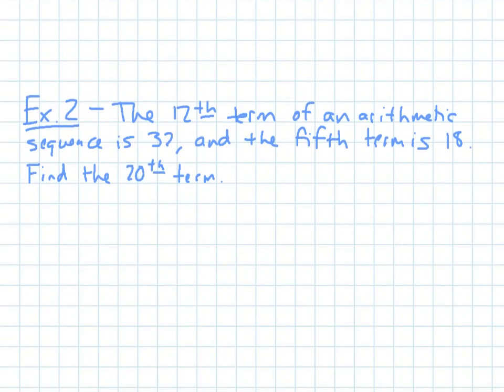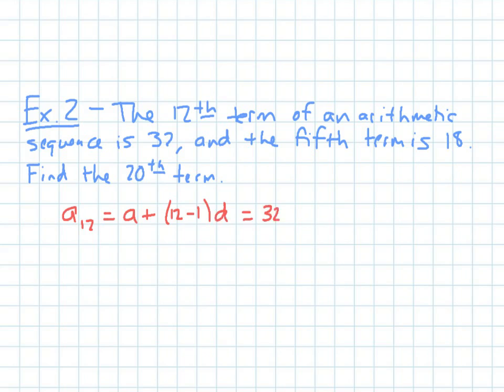Now here, you want to be able to find a different term. So if you're given that the 12th term of an arithmetic sequence is 32, and the 5th term is 18, we want to find the 20th. So this one we have to set up 2 equations and use a system of equations to solve. So for the 12th term, using my standard form, a plus n minus 1 times d, we do know n, so it's 12 minus 1 times d, and that's supposed to equal 32.